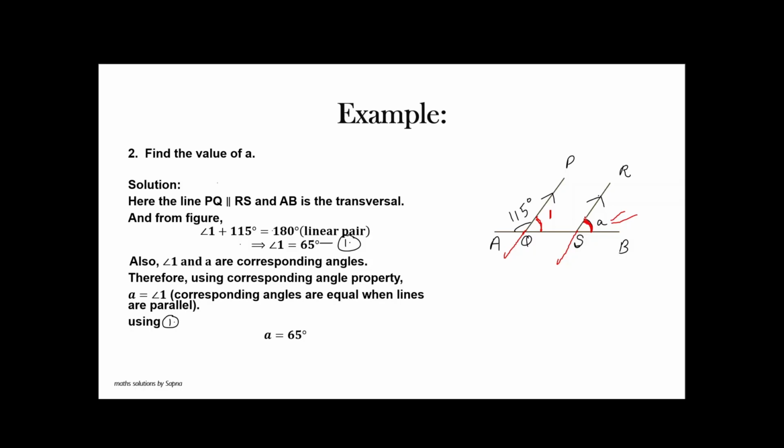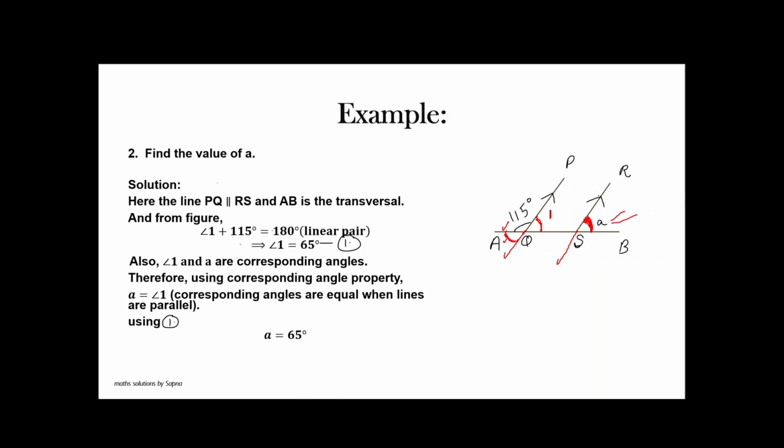If I want to use alternate exterior, because this is outside the line, then alternate exterior to this would be outside the other line on the opposite side of the transversal. This is on the outside, so the two outside angles are this one and this one. Outside and opposite side, alternate exterior would be this one. Again, this is missing, I can't use it.